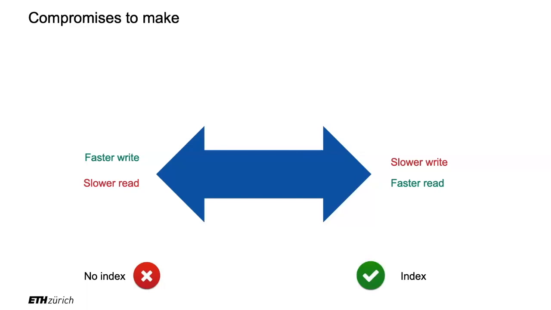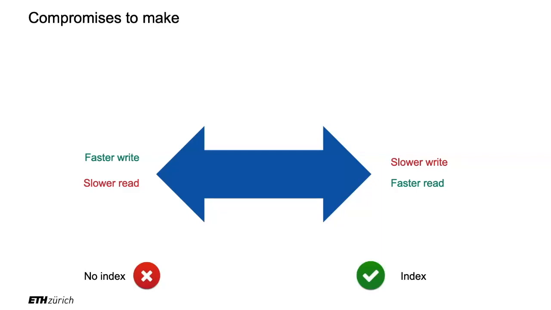So the idea is really that it's all about compromises. Basically, if you don't have any index, the updates are going to be faster because you don't have any maintenance to do on any index. So the writes are faster, but the read is going to be very, very slow. Because every time you read, you need to scan the whole table. So that's extremely slow.